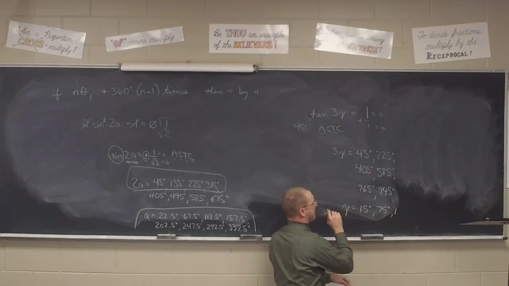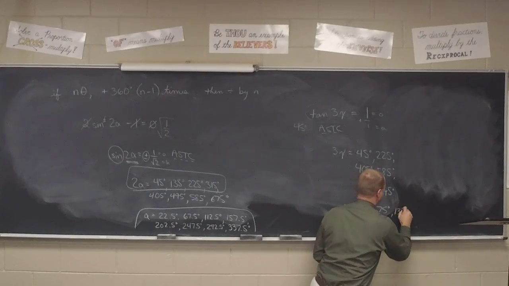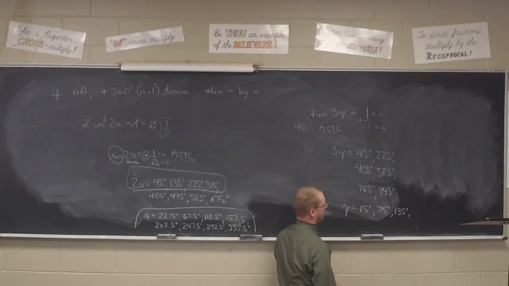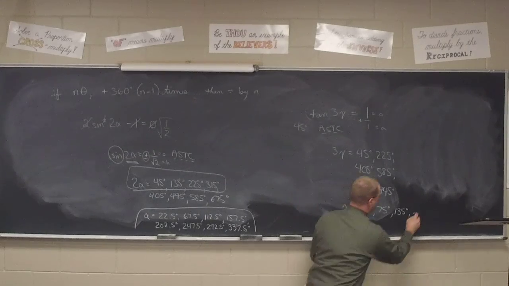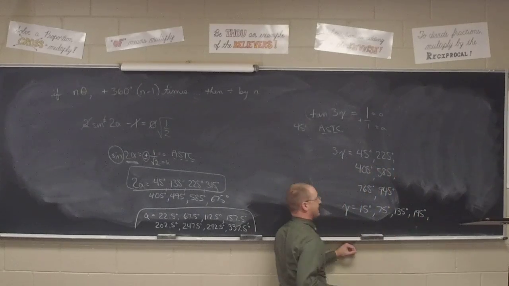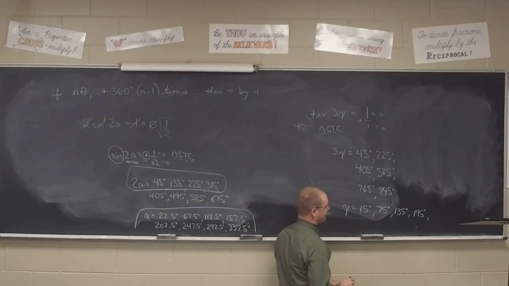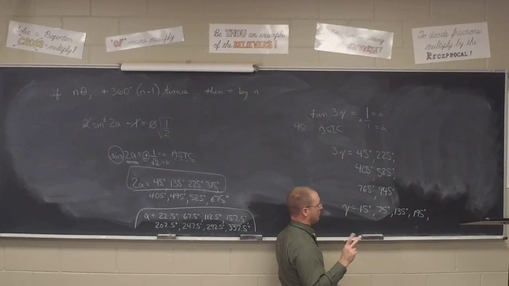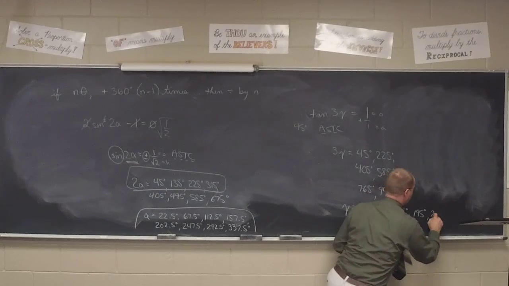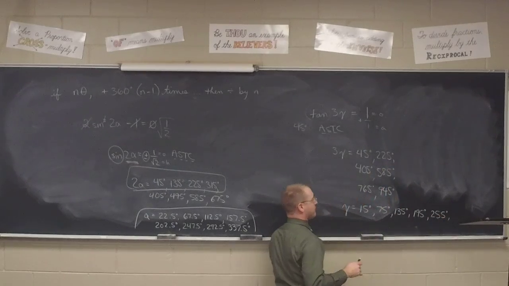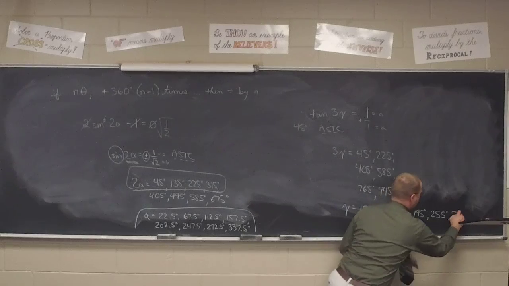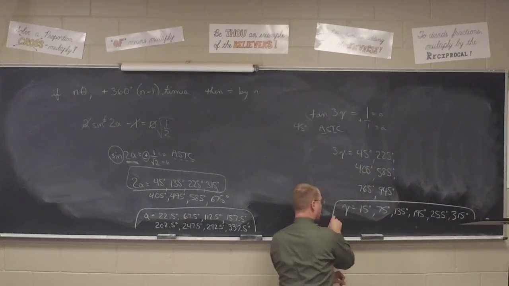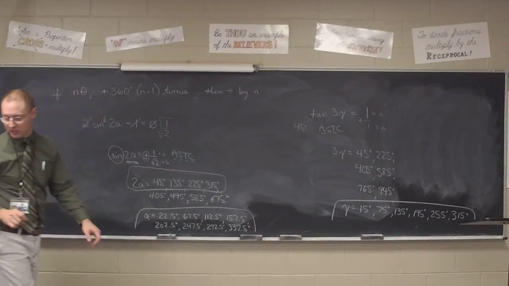Is that right? 405 divided by 3? 135. Okay. 585 divided by 3? 195. 765 divided by 3? I'm getting 255. And then 945 divided by 3. 315. And those are my answers for gamma.